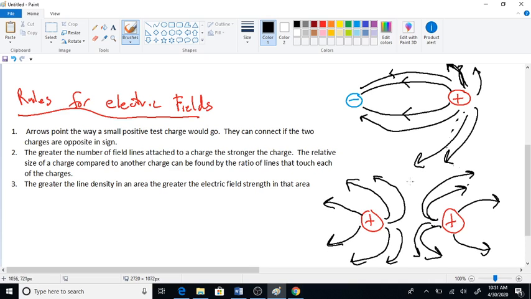And guess what? If I had two negatives, it would be the same electric field diagram as this. Okay? So that's what this one means.